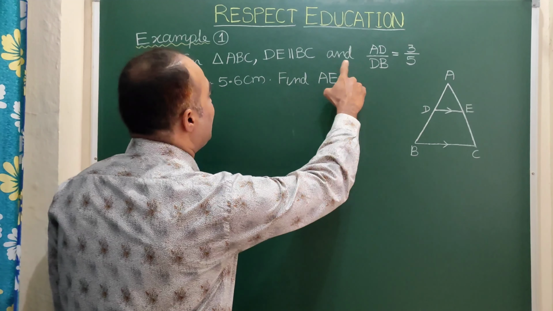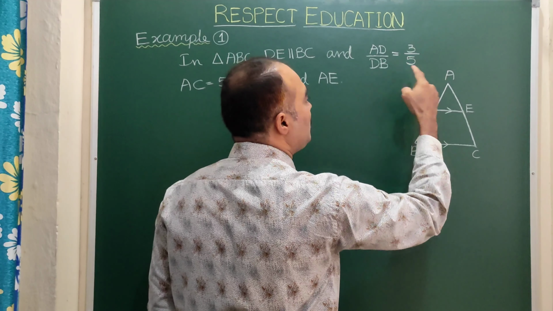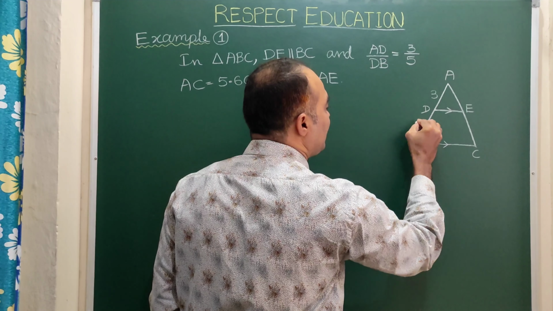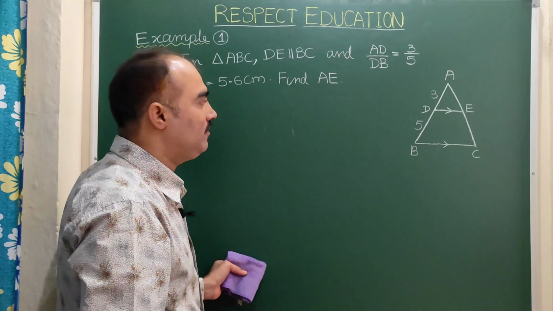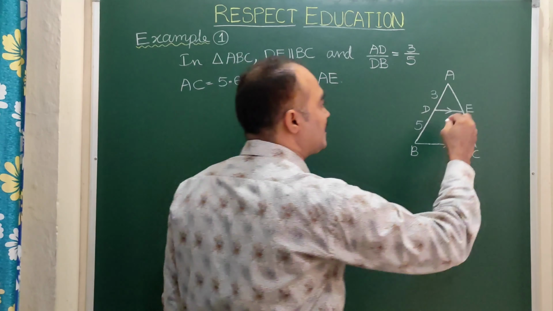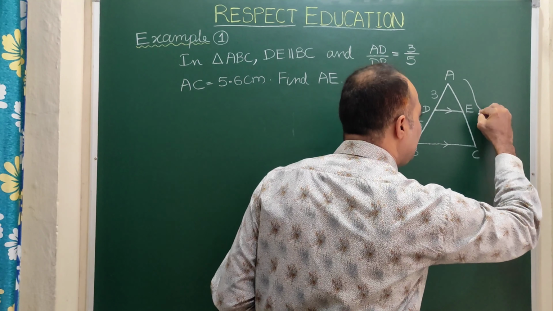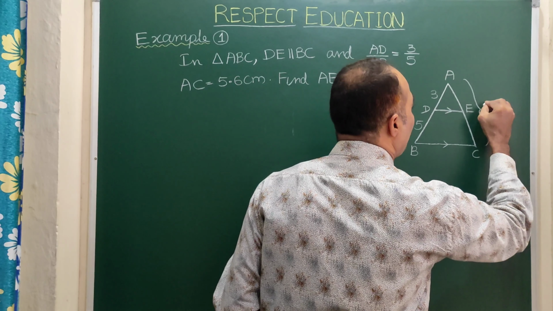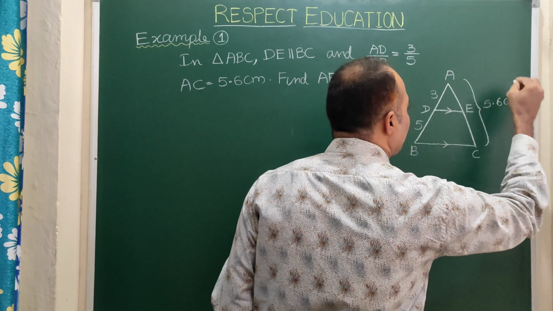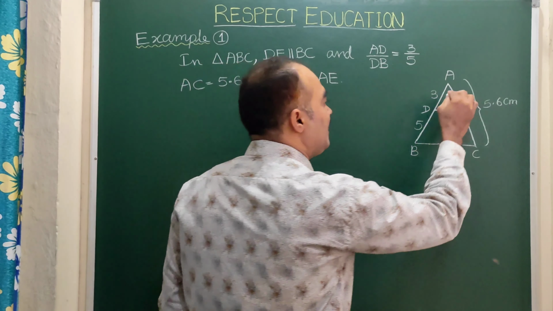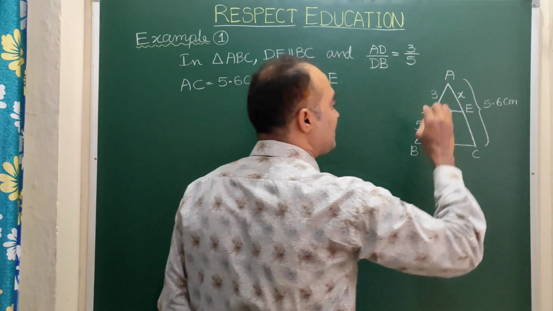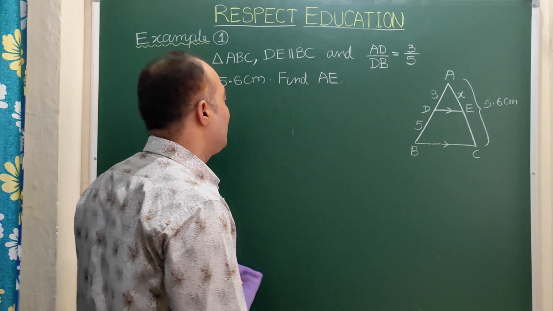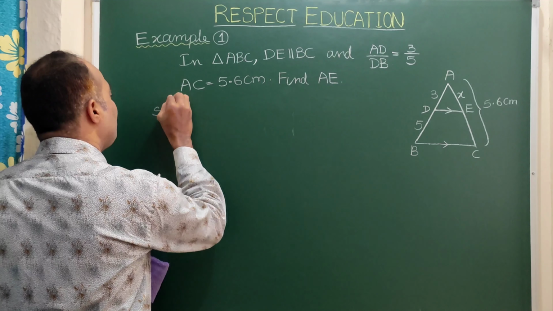Now here AD by DB is equal to 3 by 5. This is AD, let us take here 3, and this is DB, we can take it as 5. So AD by DB is 3 by 5. AC is 5.6. See, from A to C, the length of the side AC, that is 5.6 centimeter. Then find AE. Let us take this part AE as X. Now we have to find X here. Let us start solving this problem.